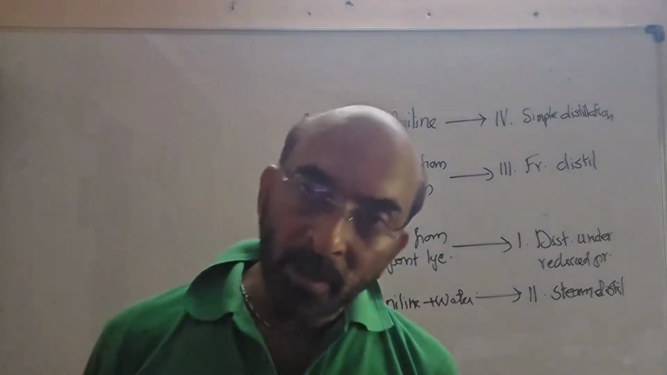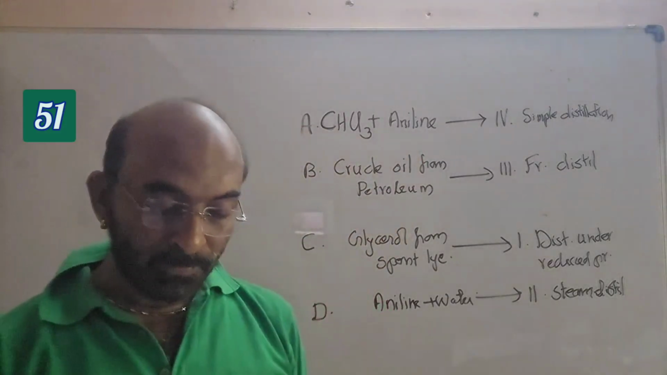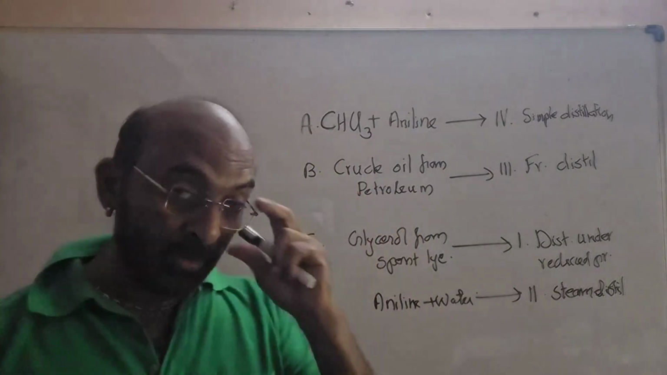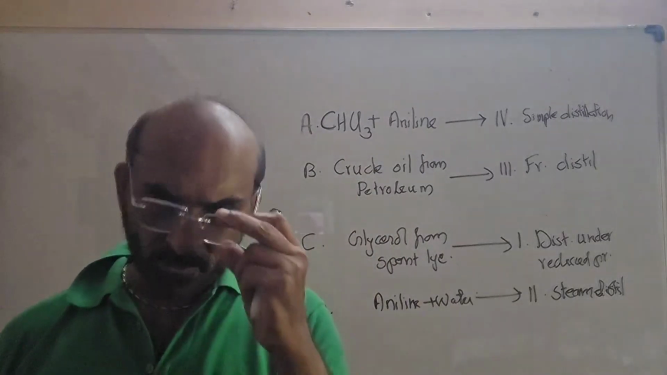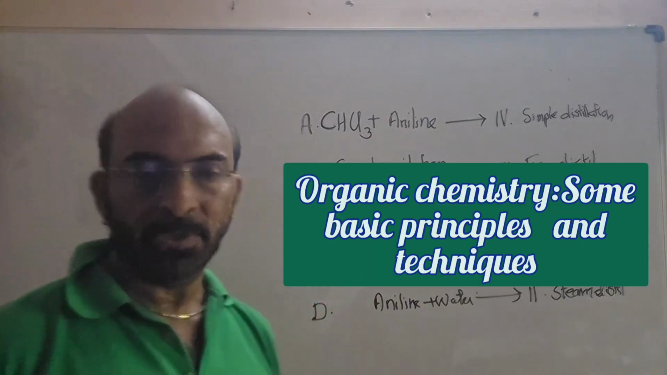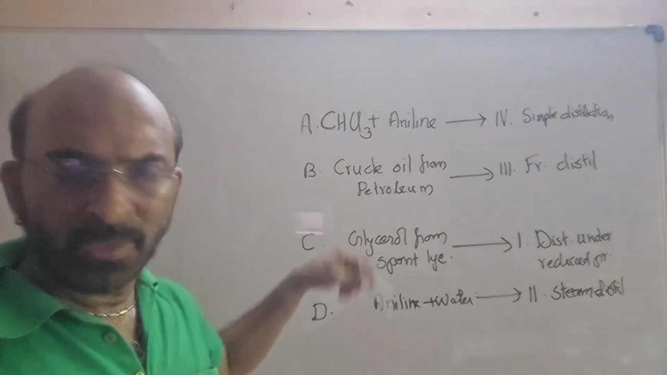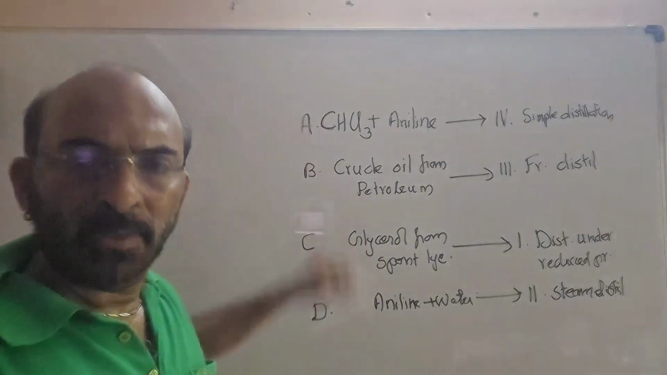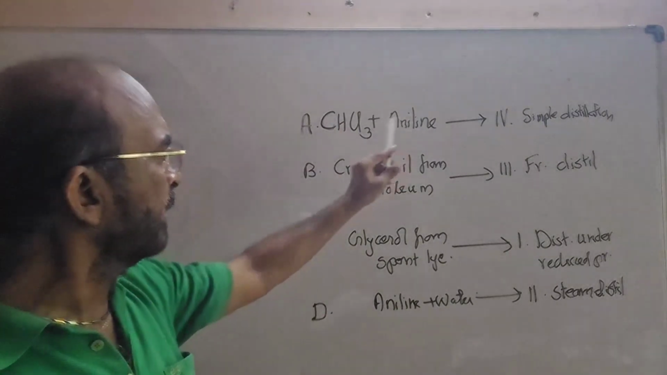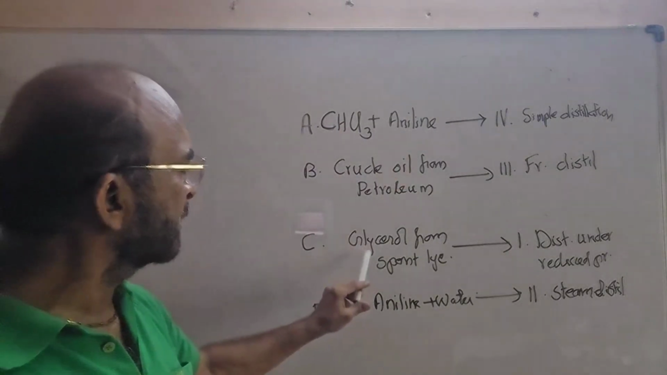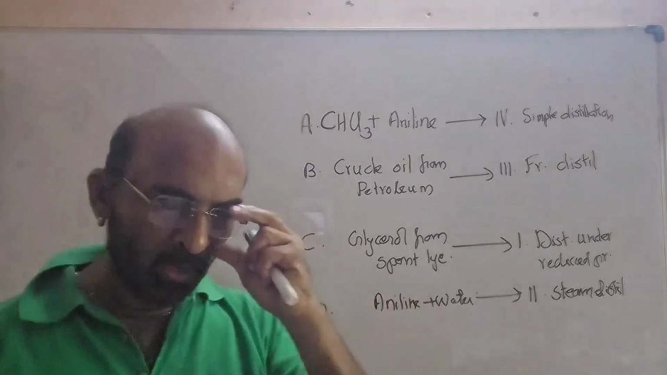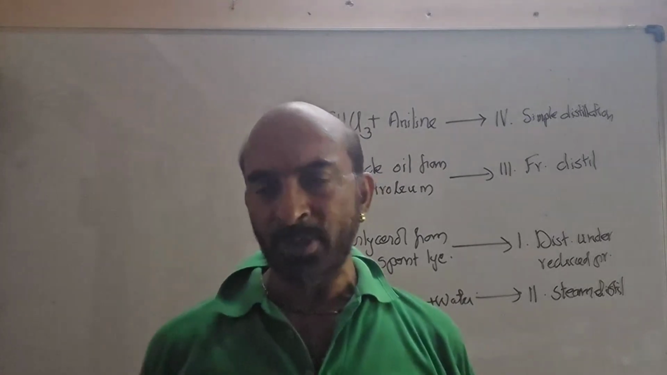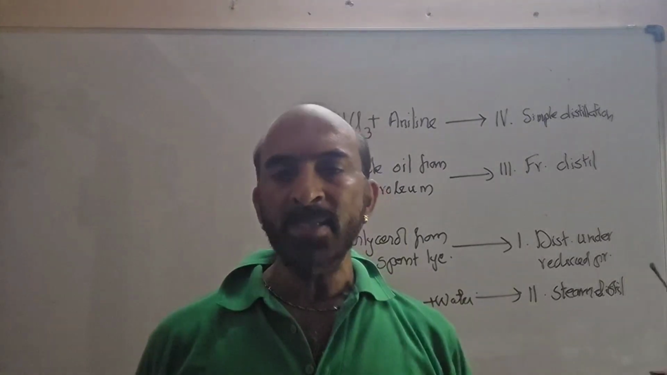Next question is from organic chemistry. The first year chapter, some basic principles of organic chemistry, based on the separation of organic compounds. It is a match the following type. On the left hand side, in set 1, we have chloroform plus aniline, crude oil from petroleum, glycerol from spent lye, aniline plus water. On the other side, you have 4 different methods of separation or purification. We have to match them accordingly.